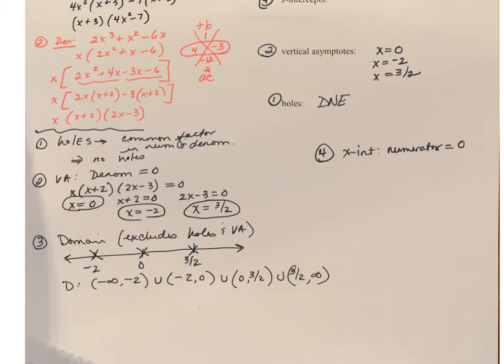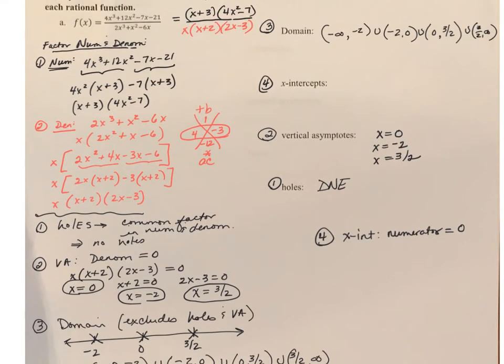And why is that? Well, that's because if you have 0 in the numerator, 0 divided by anything is 0. And so whatever value you put in to get 0 in the numerator, your output is going to be 0. And so that number, comma 0, is an x-intercept. That's how we get that value. So we're going to take our numerator and set it equal to 0. My numerator for this problem, back up to the top, is x plus 3 times 4x squared minus 7 equals 0. And that's what I need to solve.